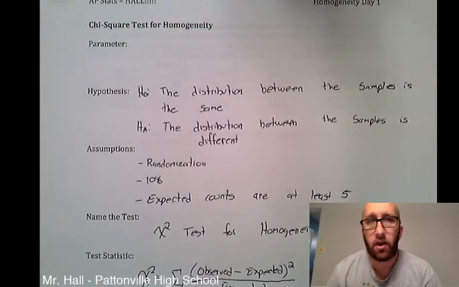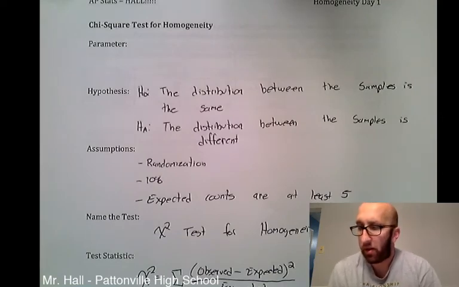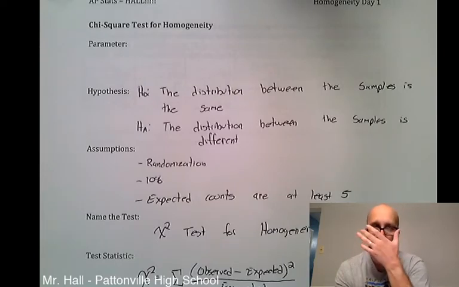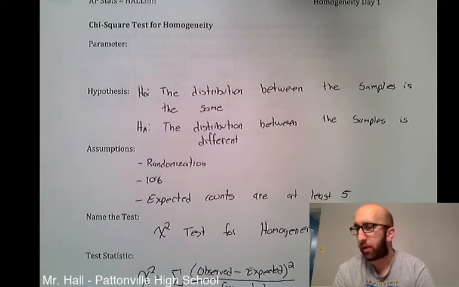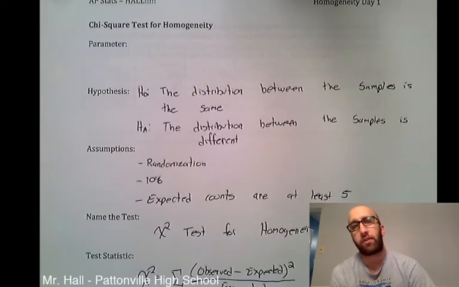Hi guys. So what I want to talk about in this video is the setup for how we do a chi-squared test for homogeneity. I'm going to talk through all the different pieces for writing out the complete hypothesis test for this.